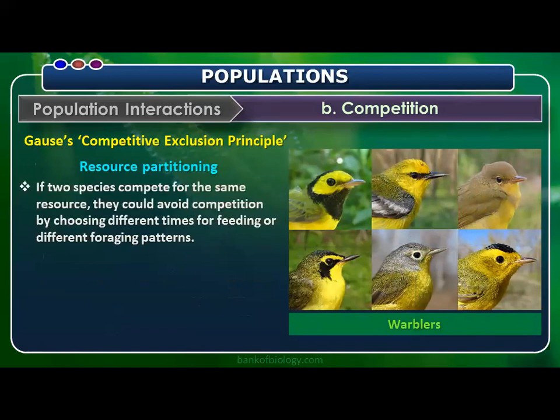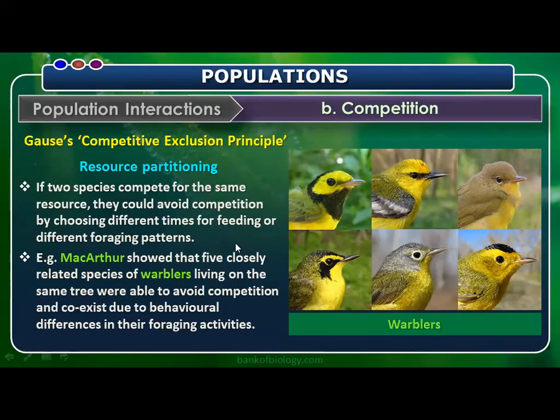In the warblers, the resource partitioning is much explained here. If two species compete for the same resource, they could avoid competition by choosing different times for feeding or different foraging patterns. You can see that in the warblers.